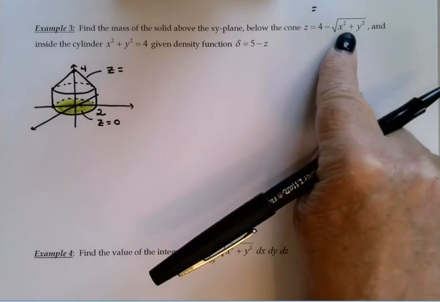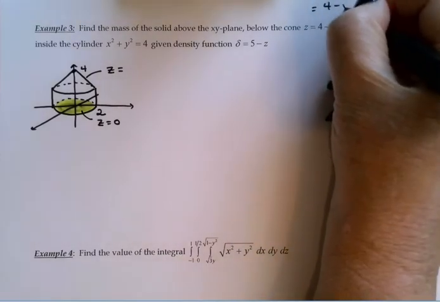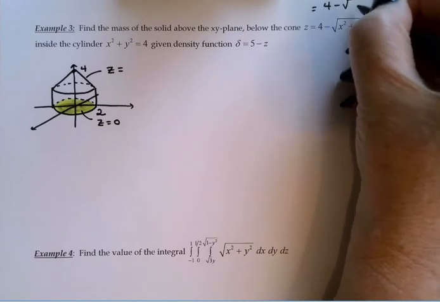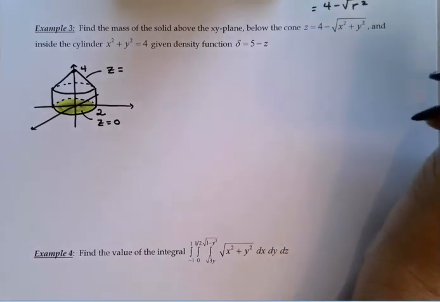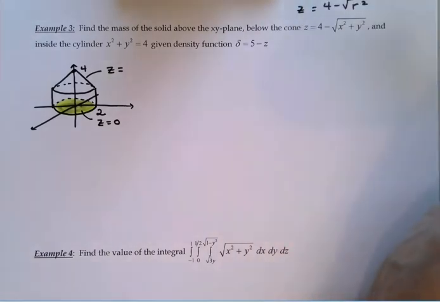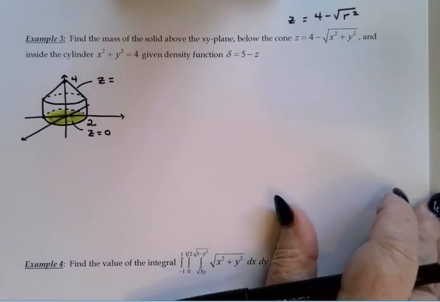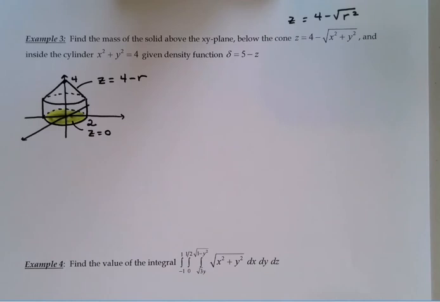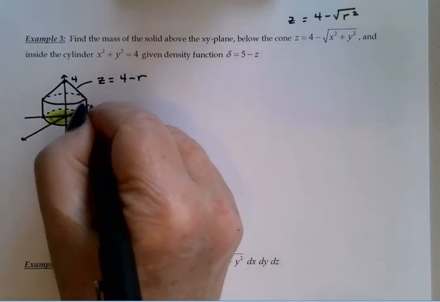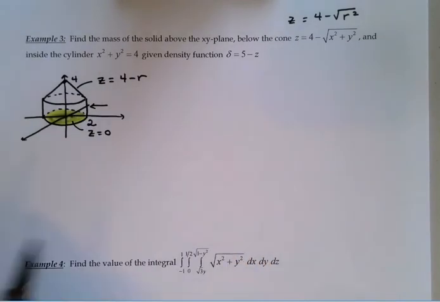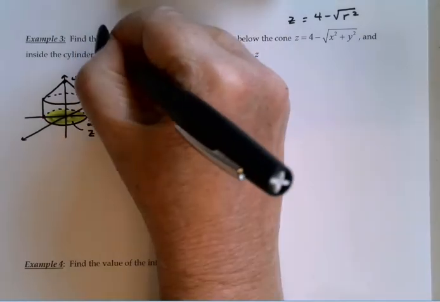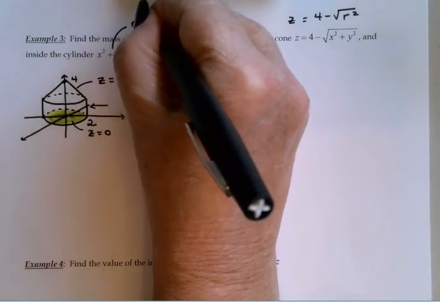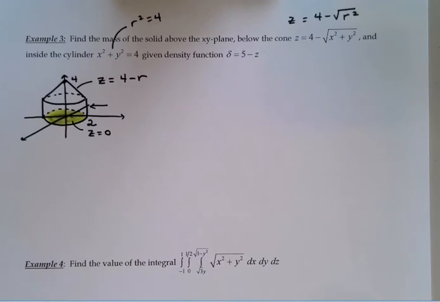So I'm going to change that to 4 minus the square root of x squared plus y squared, which is r squared, or just 4 minus r. And then finally, the cylinder, the sidewall here, is r squared equals 4, or just r equals 2.